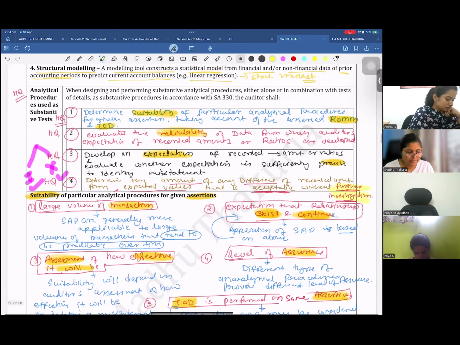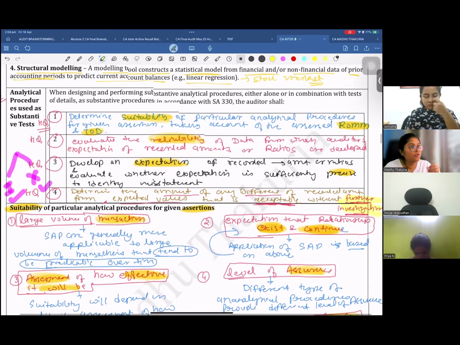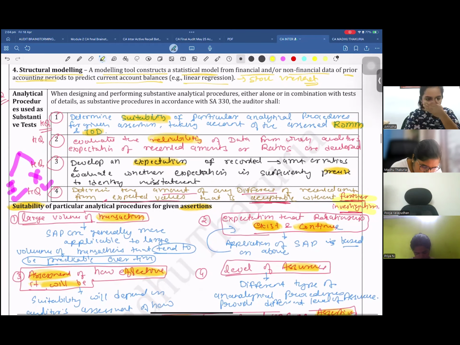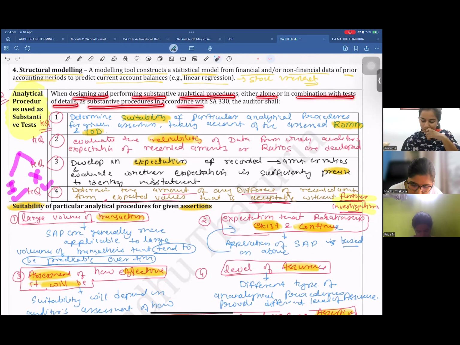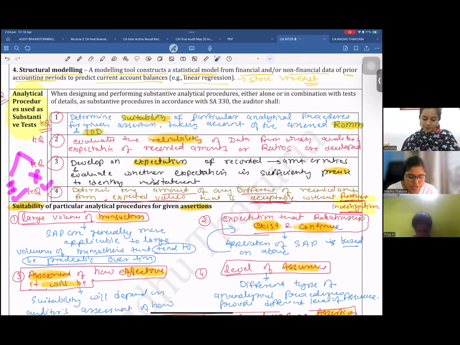Yes. See, there is a topic in your book called analytical procedure as substantive test, under which there are 4 points. First, you determine. The question says, when designing and performing substantive analytical procedure, either alone or in combination with test of details, as a substantive procedure in accordance with SA 330, the auditor shall determine the suitability of the particular analytical procedure, evaluate the reliability of the data, then develop the expectation of the recorded amount, which exactly is our question.